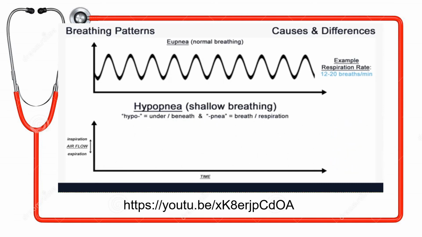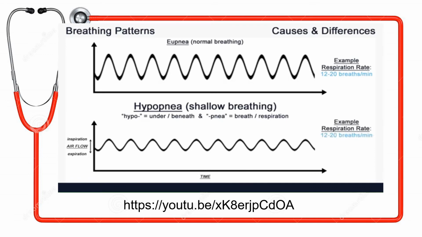Hypopnea is simply the opposite of hyperpnea. It is breathing in less air than normal, which is represented by smaller waves. You can think of hypopnea as taking shallow breaths. There are many causes of hypopnea, some of which include neuromuscular disease, sedatives, obesity, and more.